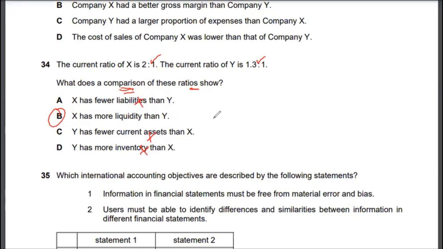Because if you look at current ratio, what does current ratio tell you? Current ratio tells you about liquidity, and that is exactly what option B is telling you. X has more liquidity than Y. So therefore, the correct answer to multiple choice 34 would be option B.